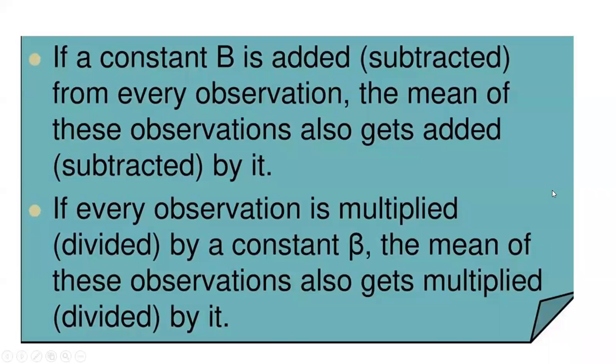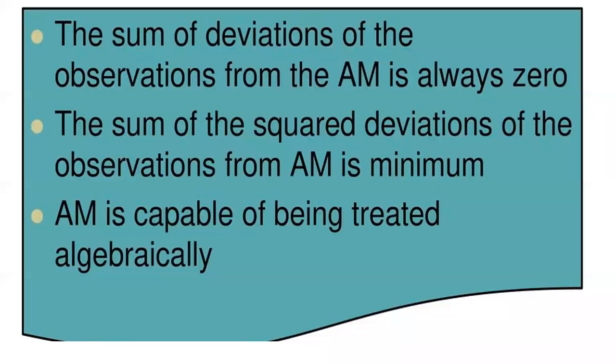Now let's see the second one. If every observation is multiplied or divided by the constant beta, the mean of these observations will also get multiplied or divided. It is the same as saying that mean will be affected by both scale and origin. Okay. Then the sum of deviations of the observations from the arithmetic mean is always 0. Remember this point. The sum of the deviations of the observations from the arithmetic mean is always 0.